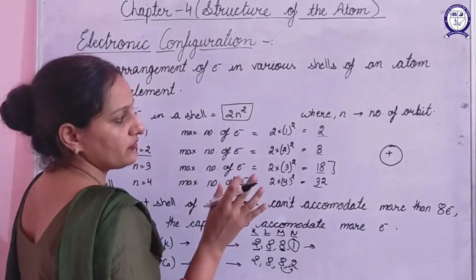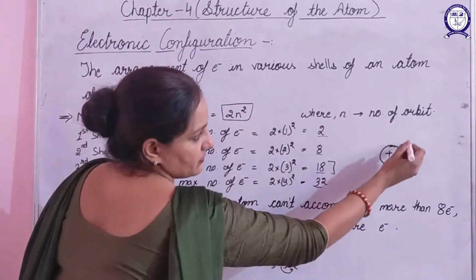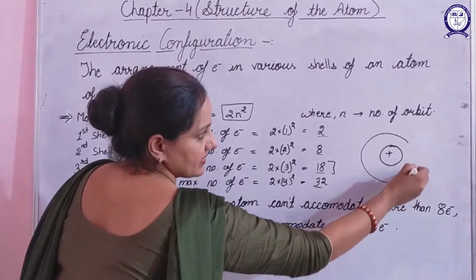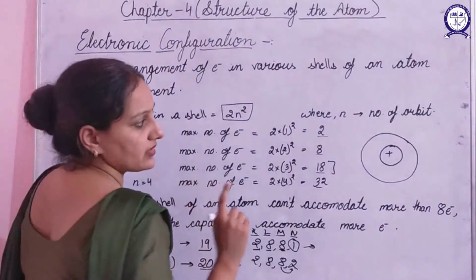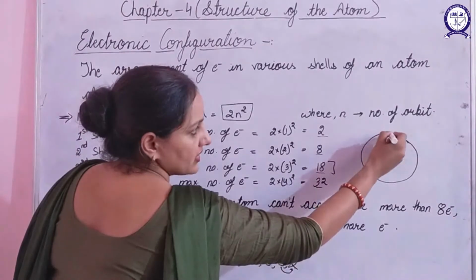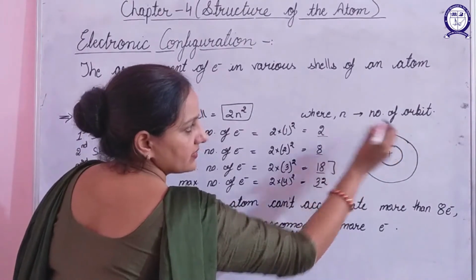Suppose let's draw it for hydrogen. So this is the positive nucleus and it is the first orbit. Now how many electrons will a hydrogen atom have? Only 1. So the electron will be at this point.